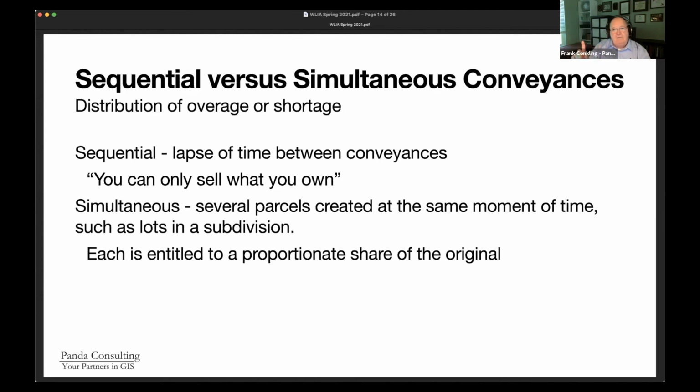That's the reason why, if you've been using the local government information model, you see that subdivisions are usually called simultaneous conveyances. Looking at those simultaneous conveyances gives you a hint on how you manage any overages or shortages, whether it measures long or short. A simultaneous conveyance is always a proportional share. A sequential conveyance is always junior-senior rights. You can't sell what you don't own anymore.